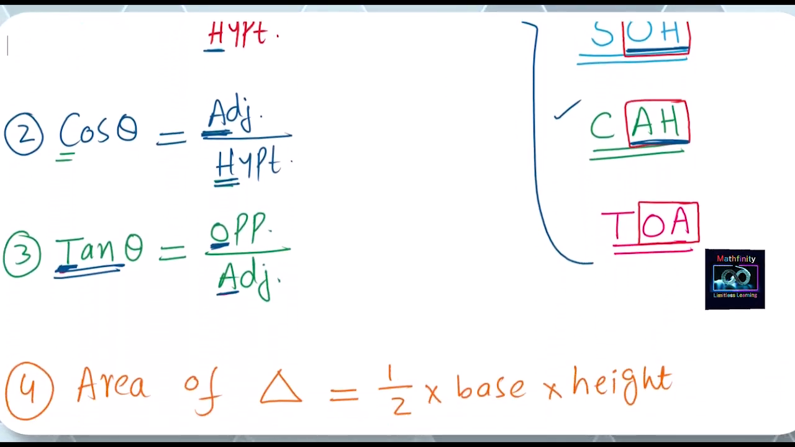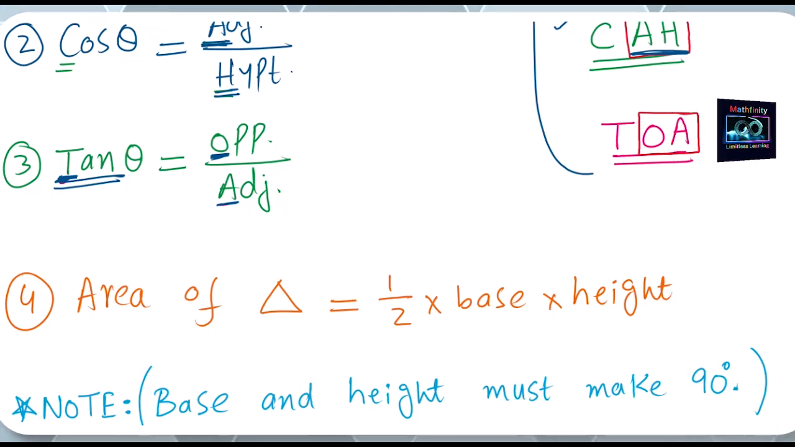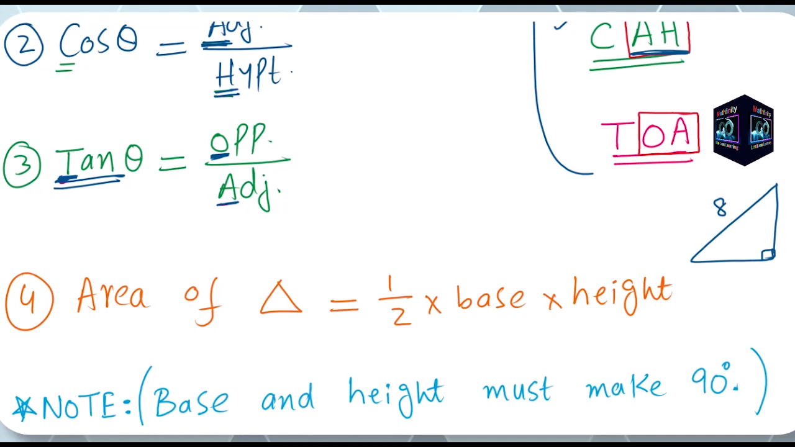After this, the fourth formula we can apply in case 1, if we have to find the area, is the area of the triangle: 1 over 2 times base times height. Sometimes in the exam they give you all the sides. This is a right angle triangle with 8 centimeter, 5 centimeter, and 6 centimeter, and they ask the student to find the area.